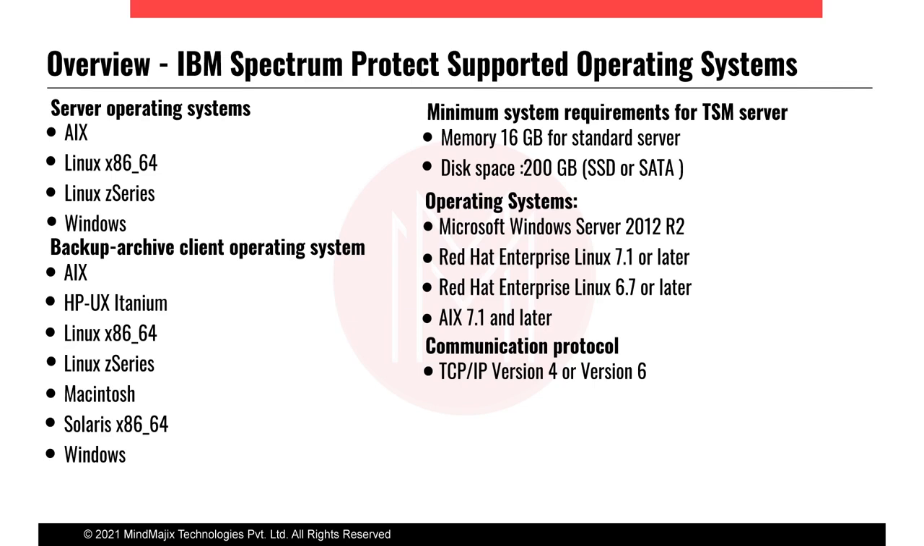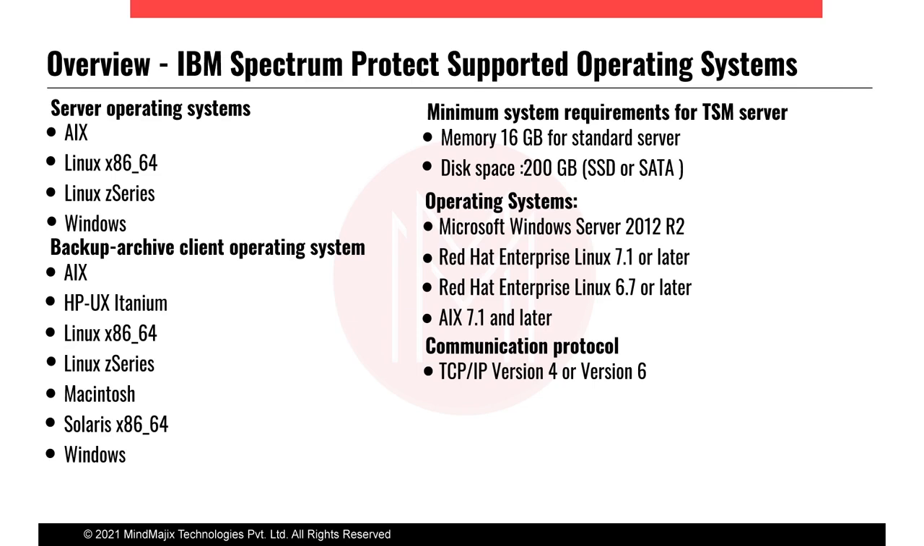Use a minimum of 16 GB memory to start server operations, and a disk of at least 200 GB of SATA or any kind of fast disk. Now, the latest version is IBM Spectrum Protect version 8.1, so we are at 8.1.10.